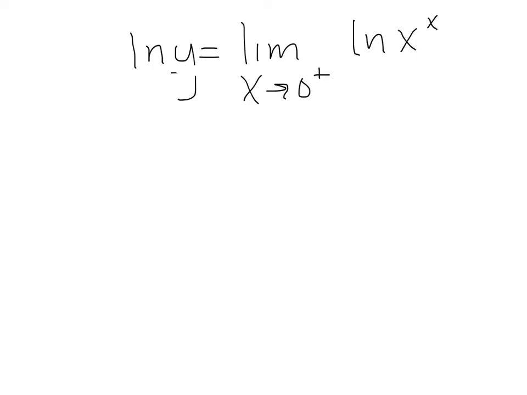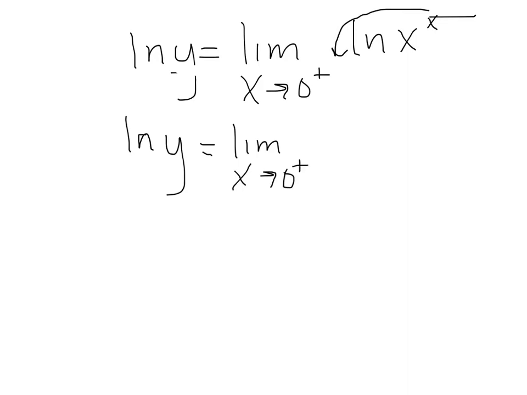So now we're going to use our logarithm rule, and we know that for the natural log of x to the x, we can bring this exponent down, and so we can rewrite this. We're going to keep both sides. So we have the natural log of y is equal to the limit as x goes to 0 from the right of x natural log of x. And now, if you look at plugging in 0, we have the form 0 times negative infinity. And this is one of our indeterminate products.